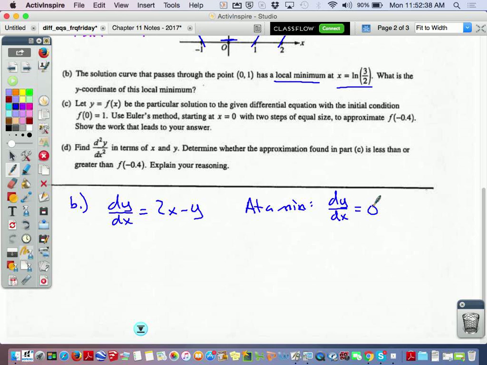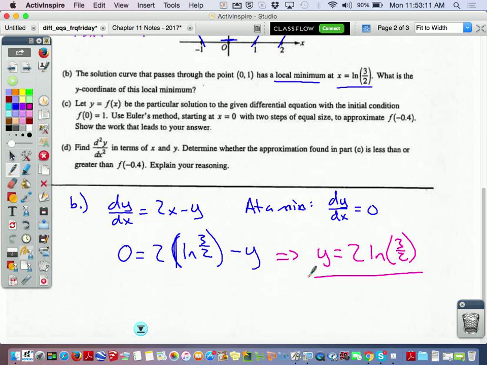So I'm going to plug in 0 for dy/dx, and then for my x value, I'm going to plug in ln(3/2). So 0 equals 2 ln(3/2), and then minus y. Now I can solve this for y. Very simple. I'm just going to bring the y over, and this implies that y is equal to 2 times ln(3/2).